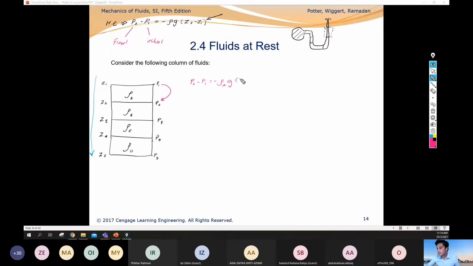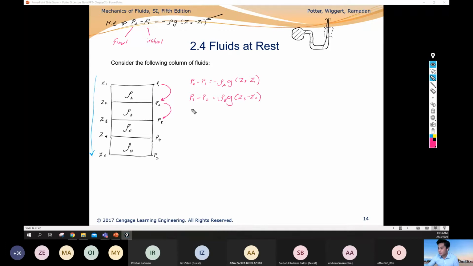Z2 again, the same here, Z2 minus Z1. And we jump to P2, go to P3. So P3, the final minus initial, yeah? P3 minus P2 equal to negative rho B. Do you still remember, everyone? The last class? Yes, doctor.